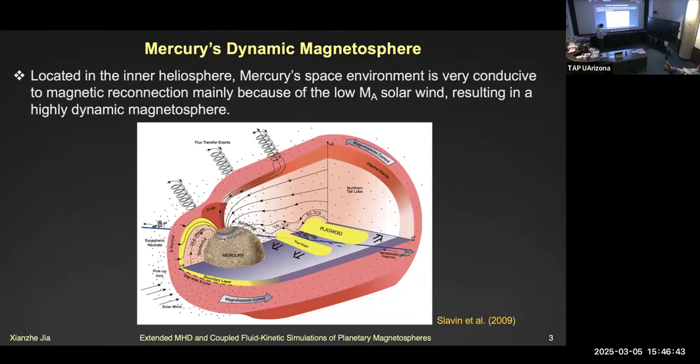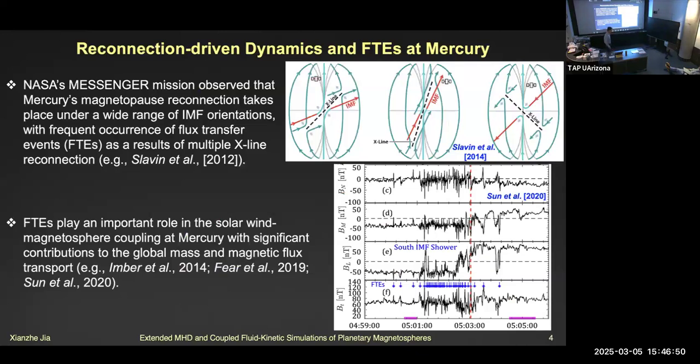Okay, so the FTEs have been observed very often at Mercury, and when you look at it in a more detailed sense in terms of their dependence on the ambient external conditions, namely the solar wind and the planetary magnetic field, what's even more surprising here is that what Messenger showed is it seems like the occurrence of magnetic reconnection at Mercury does not really care very sensitively about the orientation of the IMF.